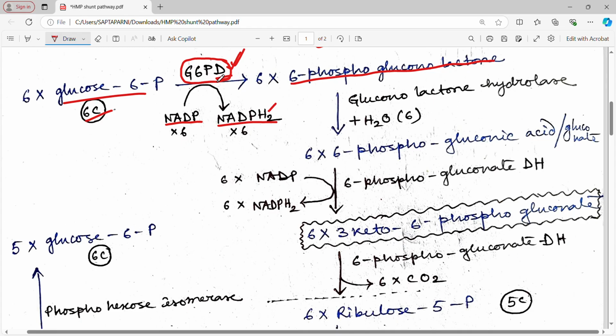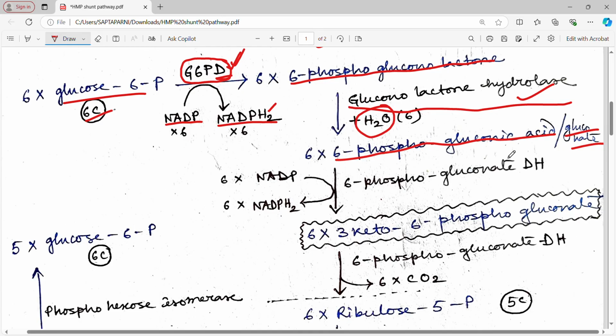Now in the second step, we can see that the 6-phosphogluconolactone gets converted into 6-phosphogluconic acid or gluconate, 6-phosphogluconate or 6-phosphogluconic acid, with the help of gluconolactone hydrolase enzyme. Why hydrolase enzyme? Because you can see here the water molecule is added. That is why hydrolase enzyme.